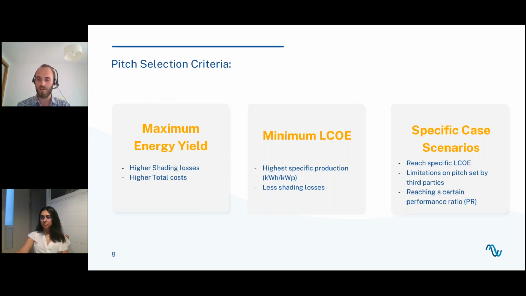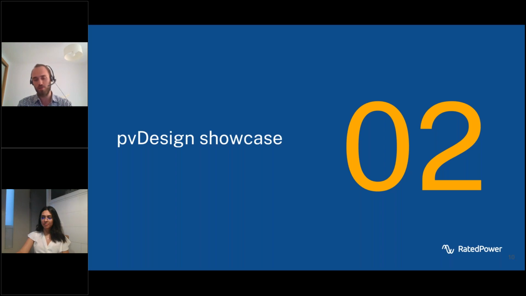And then lastly, what I showed here on that slide is reaching a certain performance ratio. This is what we try to aim for today in the showcase in pvDesign, because in the first slide, we saw that PVGIS had some numbers on specific productions for a performance ratio of 75%. So we will try to achieve that today with an example design. So with no further waiting, I will jump into our software, pvDesign.